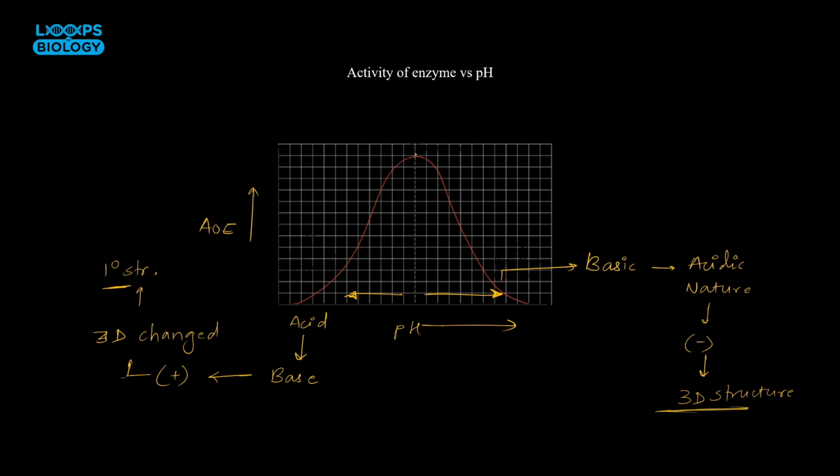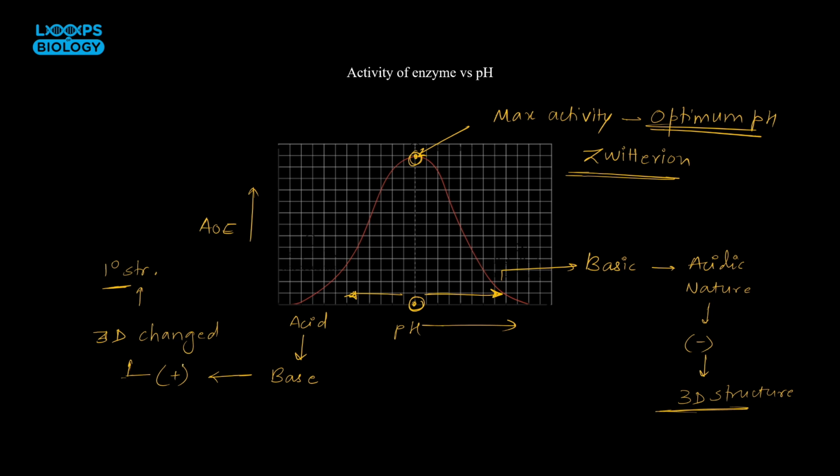But at one point where maximum activity of that enzyme is seen, this particular point of pH is called the optimum pH. And at this particular pH, the enzyme must not be having any charge on it, right? So at this point, most of the enzymes are in Zwitter ion form.